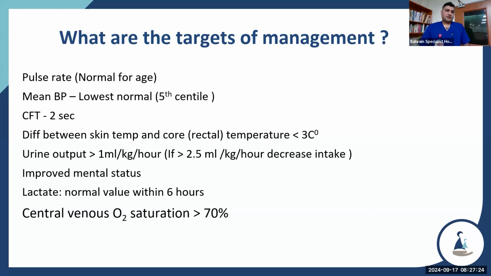What are the management targets? Pulse rate normal for age, mean BP at the lowest normal, 5th percentile, capillary filling time about 2 seconds, difference between skin temperature and core temperature less than 3 degrees. Urine output should be more than 1 ml per kg per hour. If it is 2.5 ml per kg per hour, decrease intake. Improved mental status, lactate normal within 6 hours, central venous oxygen saturation more than 70%.